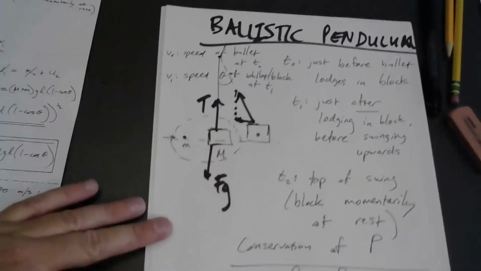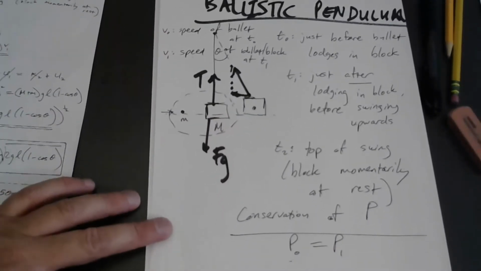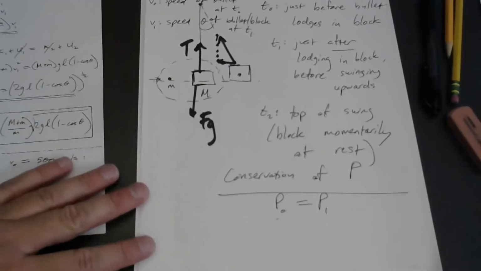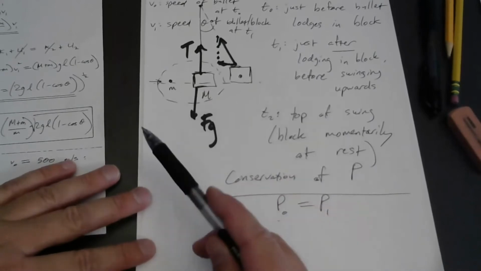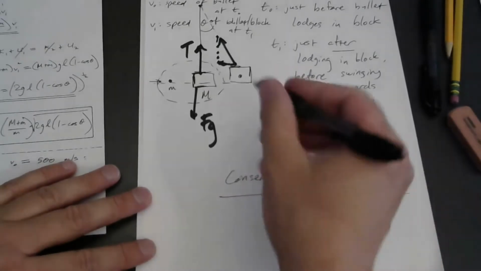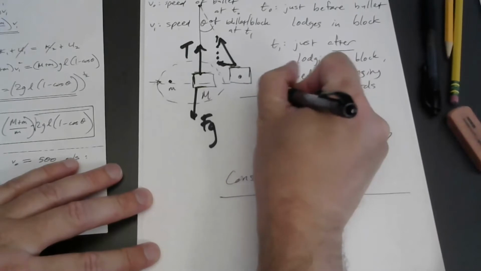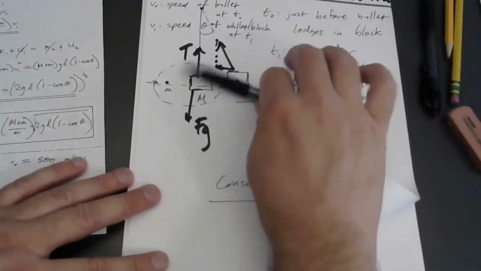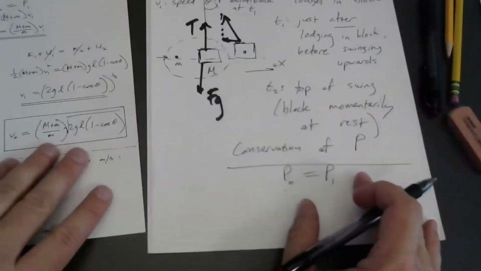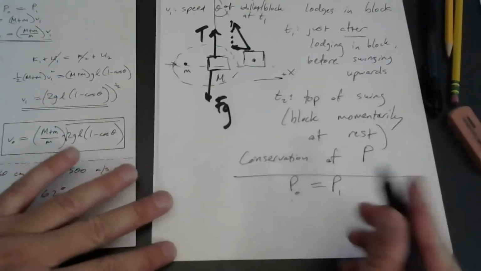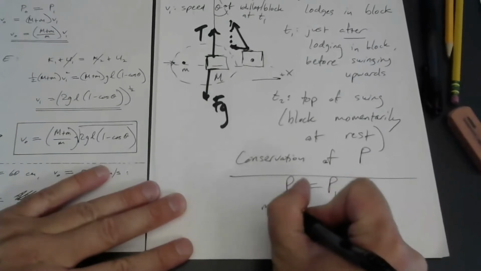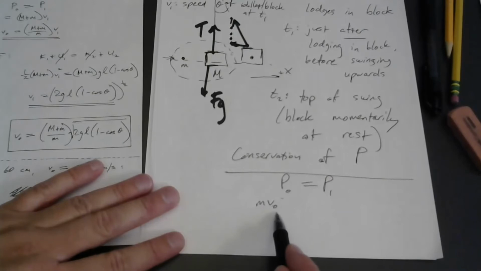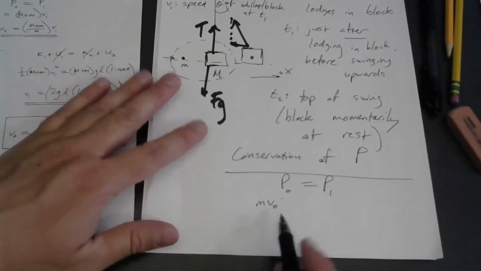Those are magnitudes. But remember that momentum is a vector quantity because momentum is proportional to velocity. Velocity is a vector. So it's up to us to assign plus and minus signs as we see fit. If I'm going to call this the positive x-axis, then anything moving to the left would have a negative value of momentum. Since the bullet is moving to the right, it has positive momentum, and I'll just say mass of the bullet times the speed of the bullet at time 0. This is the total momentum because the block's momentum is 0.